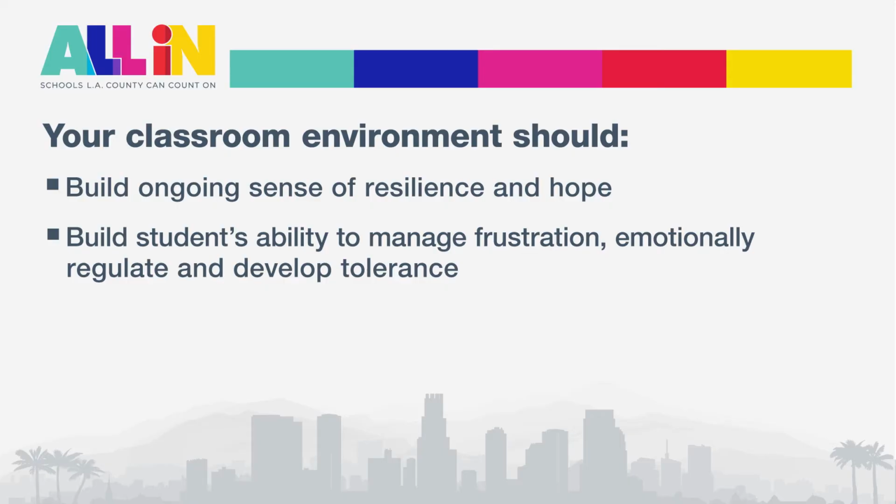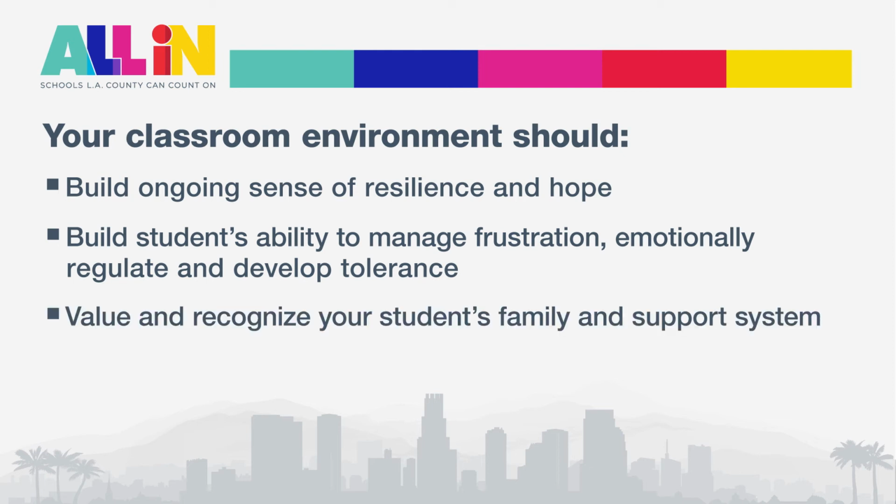Your classroom should be an environment that models and recognizes building on your students' skills of managing frustration, increasing their tolerance, and maintaining emotional regulation. Your classroom should be an environment that values, recognizes, and understands your students' family and support system, discussing what adults your students are connected to and who they rely on, who your students are close to or have strong relationships with, who are your students' close friends or family members. This helps your students identify who their reliable adults are and builds upon their social support system.